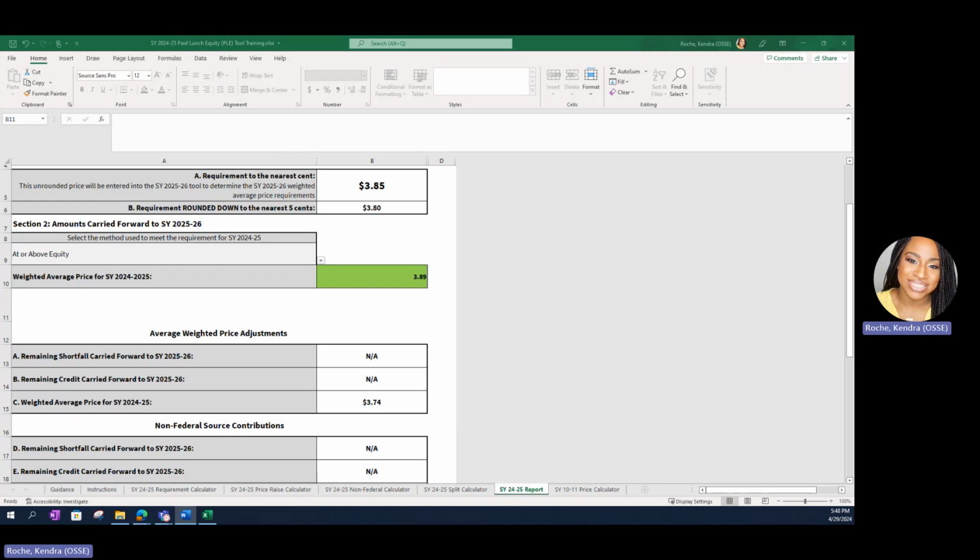If you are utilizing the school year 2024-25 PLE exemption, enter your weighted average price for school year 2024-25 and certify that you had a positive or zero balance in your nonprofit school food service account as of June 30th, 2023 by entering your response in the green box.